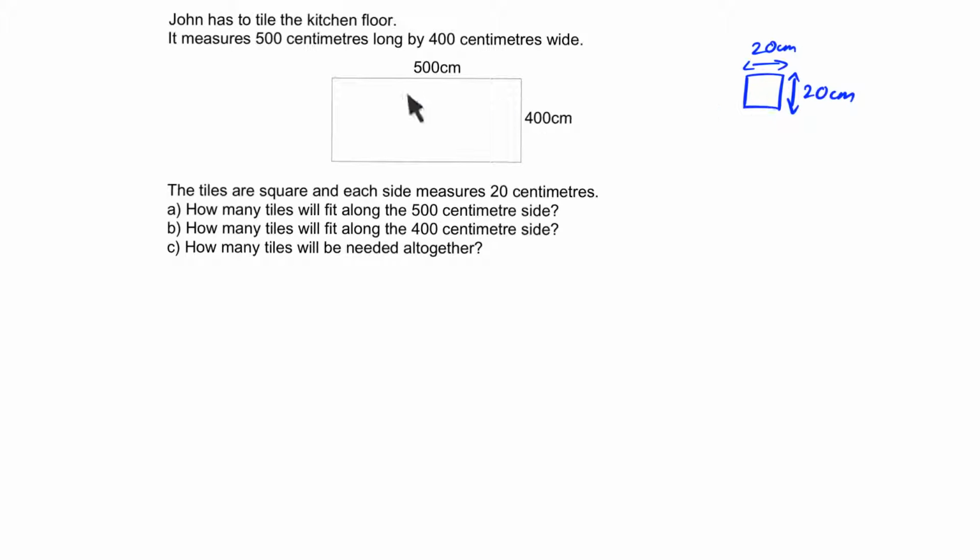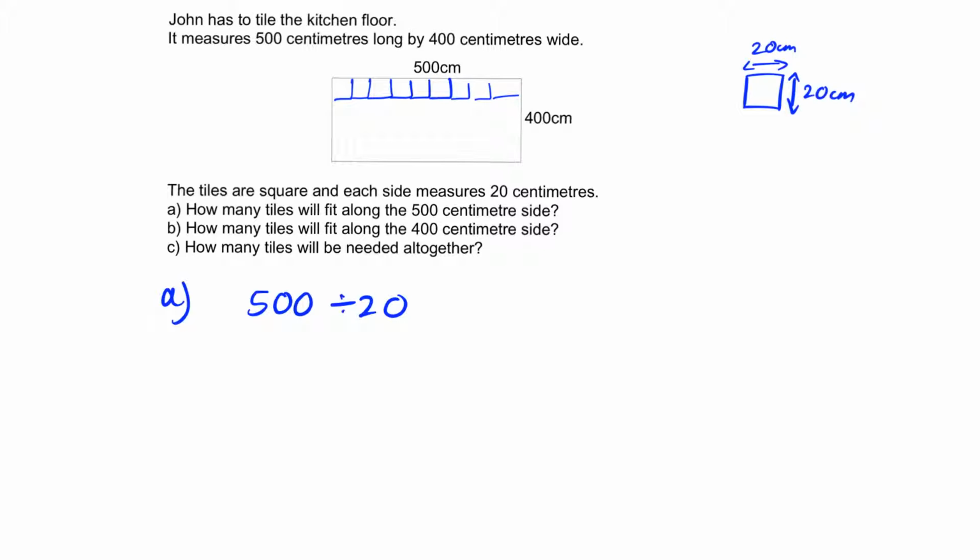Well, think about it. If I'm laying these tiles along here, how many tiles can I fit all together? Each tile is 20 centimeters wide. So 20, 20, 20, 20, 20. How many times will 20 go into 500? That's all we need to work out. So all we need to do for A is just 500 divided by 20.